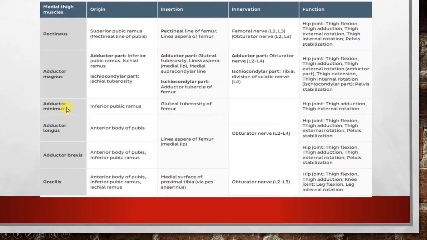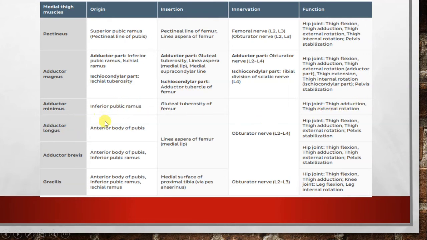Now the adductor minimus arises from the inferior pubic ramus, with attachment towards the gluteal tuberosity of the femur, and nerve supply from the obturator nerve. It has a function at the hip joint: thigh adduction and thigh external rotation.